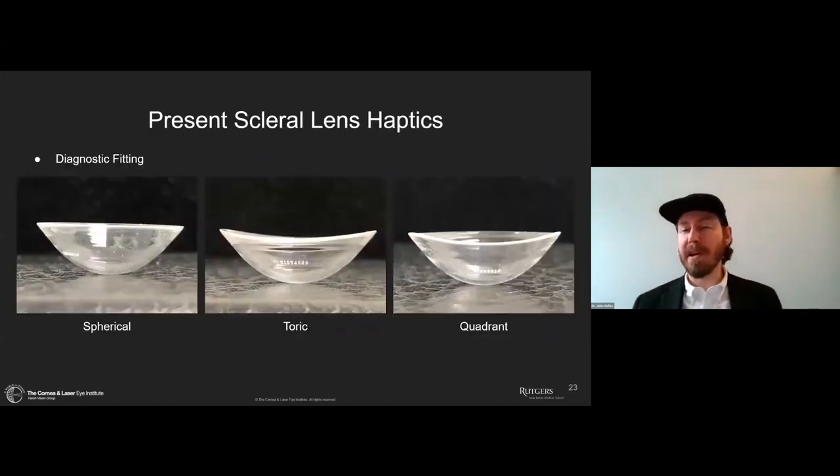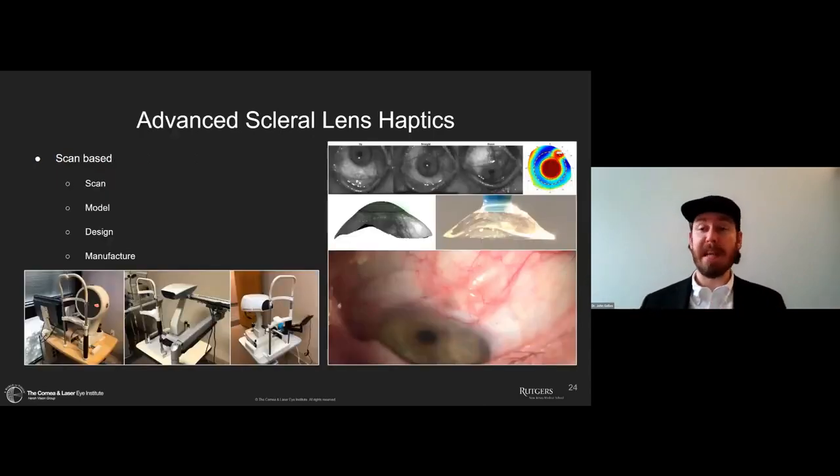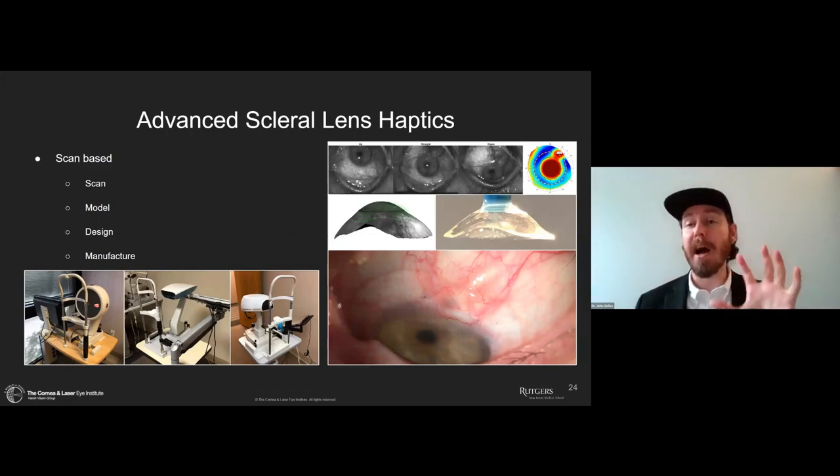Now, the reason that we talk about haptics in this is because haptics are what's really going to best control the way a lens is going to stay stable on the eye. And we know if we use diagnostic fitting, we can do spherical or toric or even quadrant specific haptics. But if we use the more advanced methods, we can do scan-based lenses where we scan the eye, model a lens, design the lens, and then manufacture it to hold the contour of the eye. And those lenses are really going to lock in place.